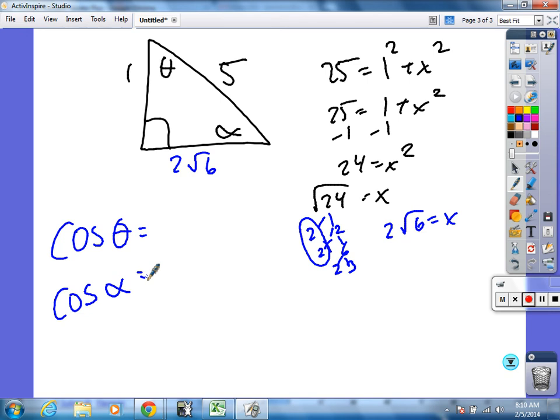Next to. Okay, so here's theta. So who is next to theta? 1 and 5, right? Those 2 are there. But what is the name of 5 already? So therefore, who's the adjacent? Does that make sense how I determine it? Okay. So therefore, cosine is adjacent over hypotenuse. Everybody there with me? Understanding?